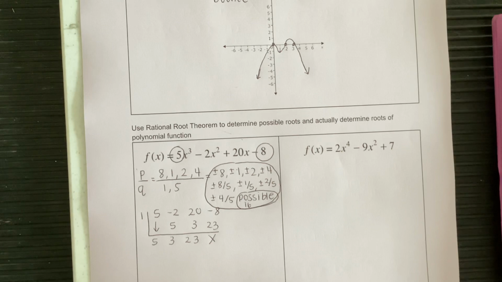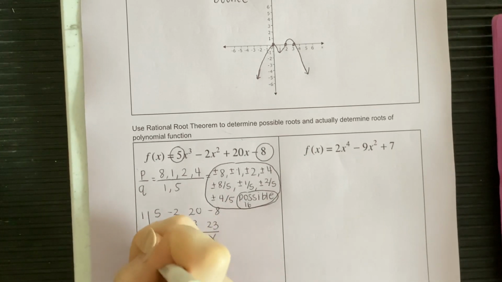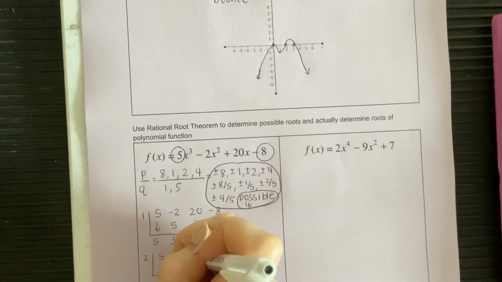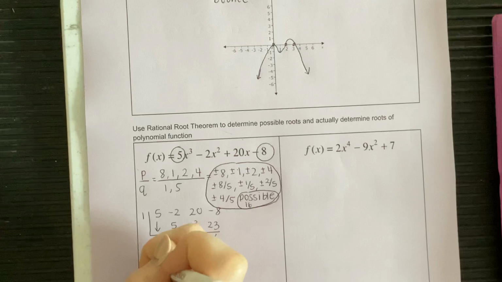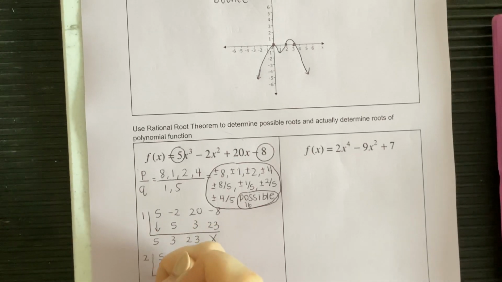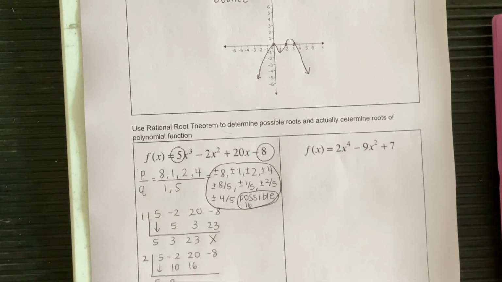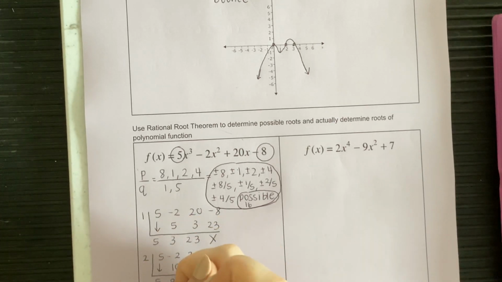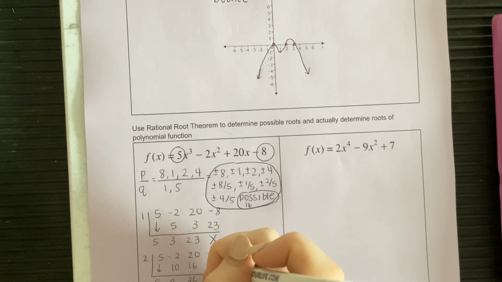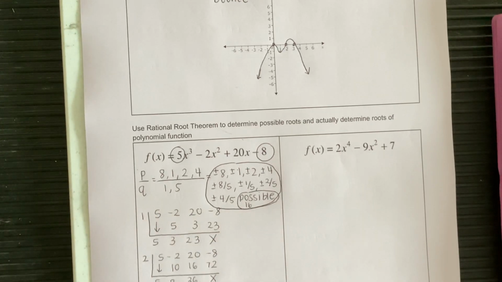So then maybe you're like, okay, the next easiest one is 2. Maybe you like positive numbers. 5, -2, 20, -8. 5, 10, 8, 16, 36, and then, was that 72? That one obviously does not work.